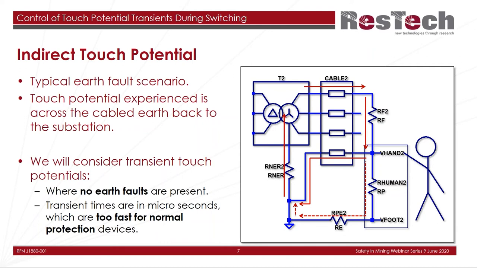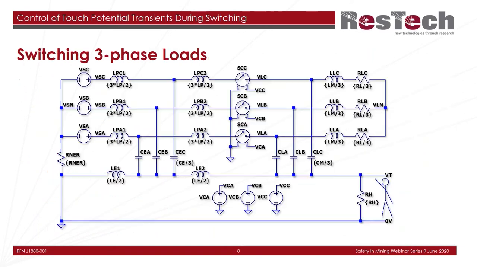And towards the end of the presentation, I'll show you some information from AS60479, which basically has ways in which you can determine how painful a particular transient might be. It's also worth pointing out that these touch potential transients are very, very fast. We're talking about microseconds in duration, so too fast for normal protection to operate. However, they can still be perceived. So we want to try and understand how they're generated, and the end goal is to control those touch potentials to ensure that they don't cause a hazard for us.